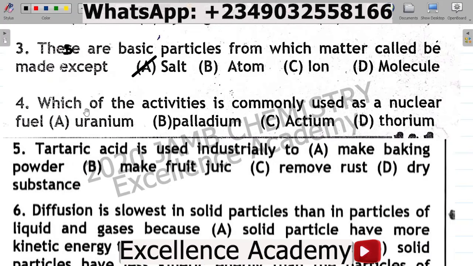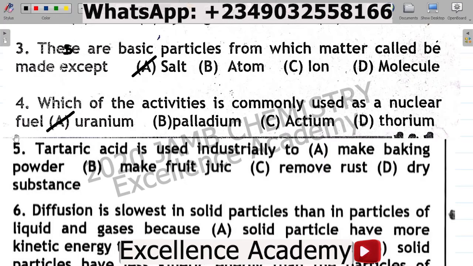Number 4. Which of these elements is commonly used as a nuclear fuel? A. Uranium, B. Palladium, C. Actinium, D. Thorium. Now for question 4, the correct answer is A, uranium. Uranium is a common nuclear fuel because it is less stable. It has less stability, and as a result, it has a great tendency to release energy. So the correct option here is A.